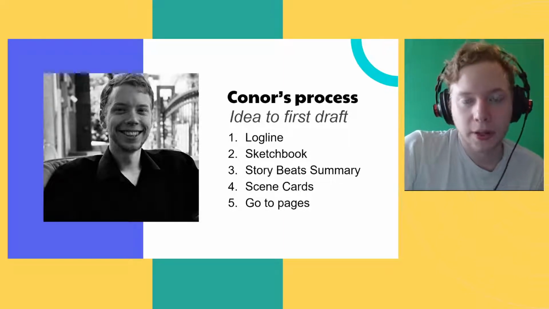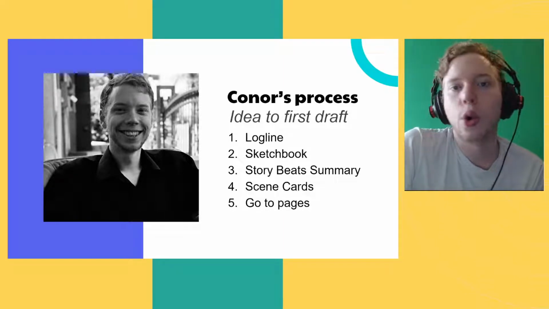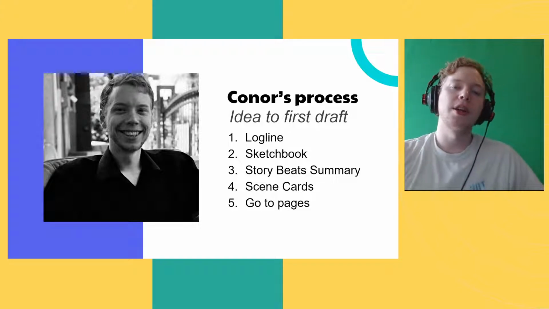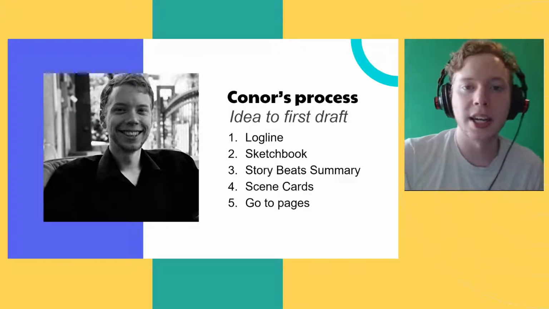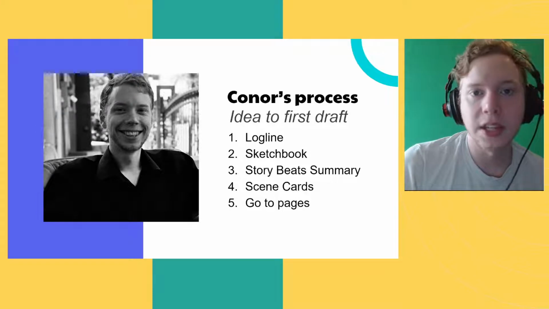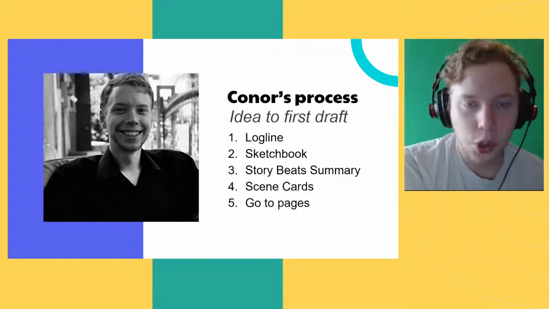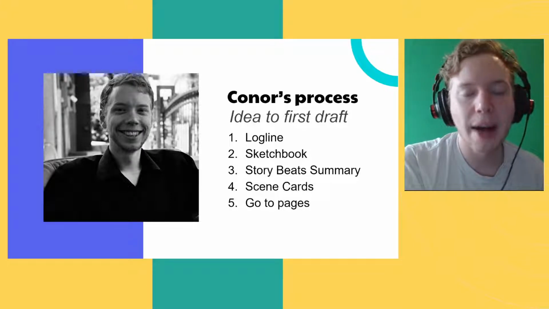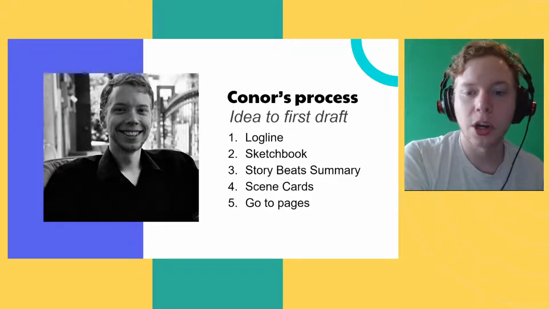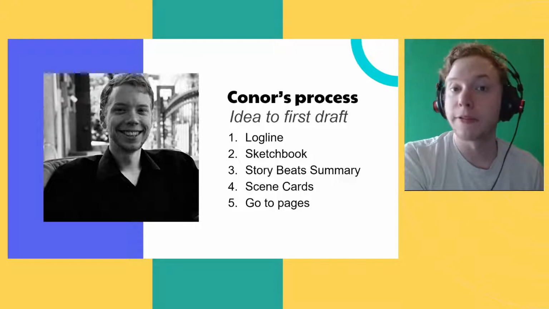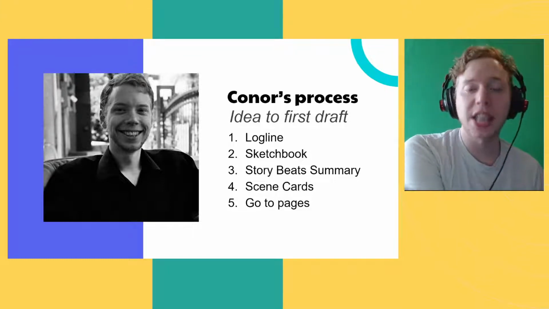Then you move to sketchbook. That's an unsorted, unorganized collage, basically, of all your inspirations and influences and bits of research and all your ideas for characters and lines of dialogue and maybe scenes. You then write out the story beat summary, which is a list of all the events that happen in the script in the general order that they should occur. You expand that into scene cards, which is a full paragraph for every single scene in the entire episode.